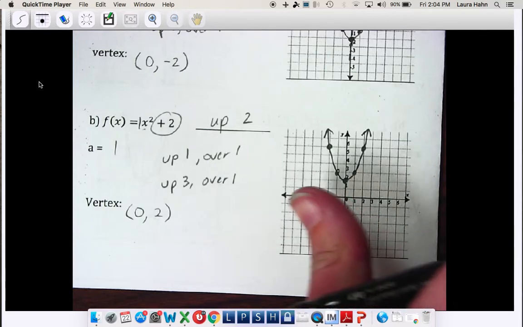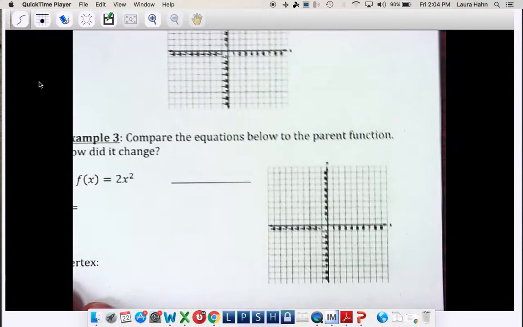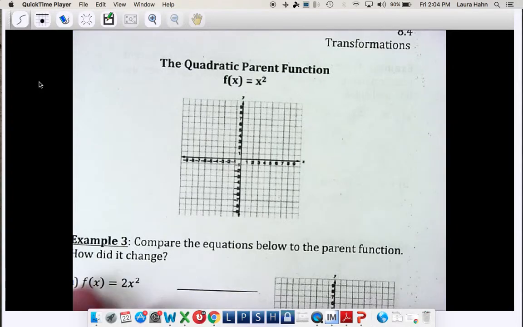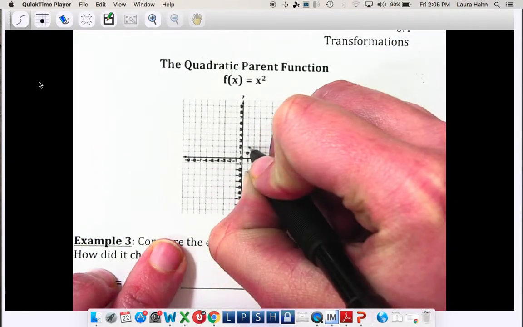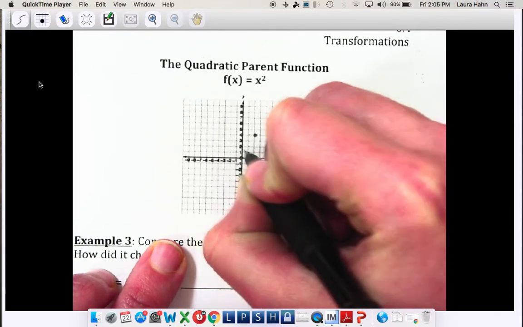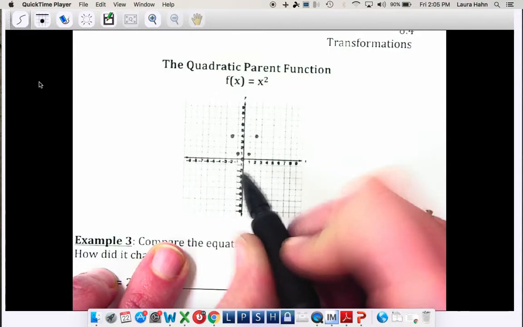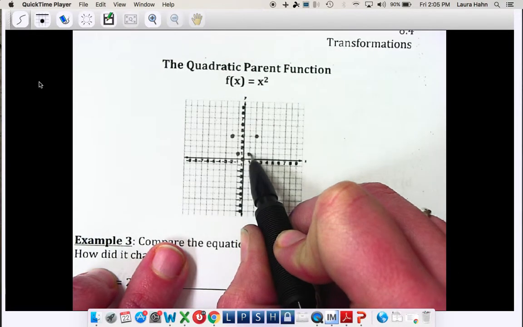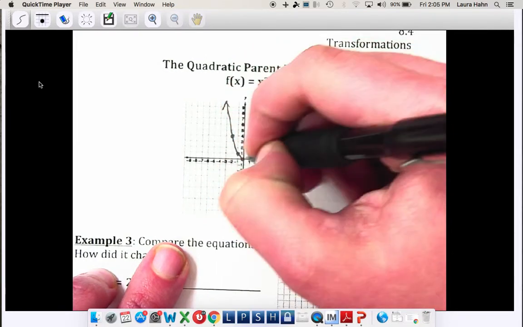All right. So we showed moving it left and right. We showed moving it up and down. Now let's look at something else that's going to change this time. I'm going to quickly sketch my parent function. Should be getting pretty good at that by now. I know my origin is at 0, 0. It goes up 1 over 1, up 3 over 1. And that is the parent function, which we're going to compare everything to.